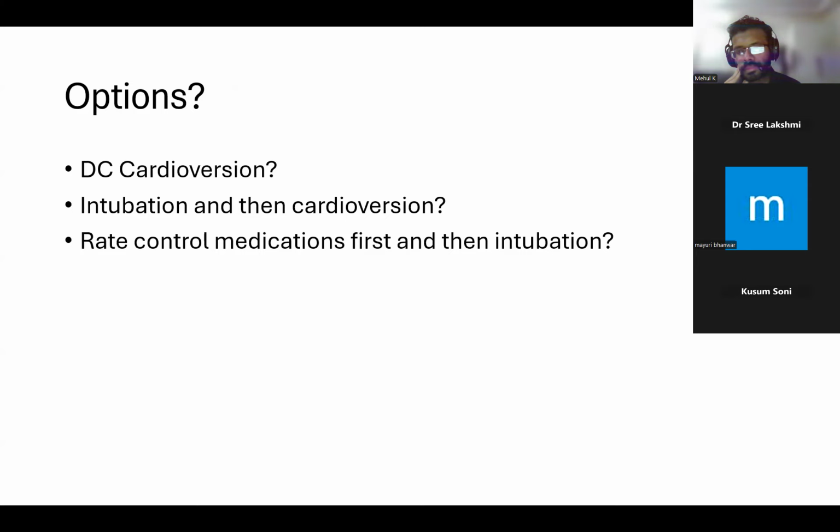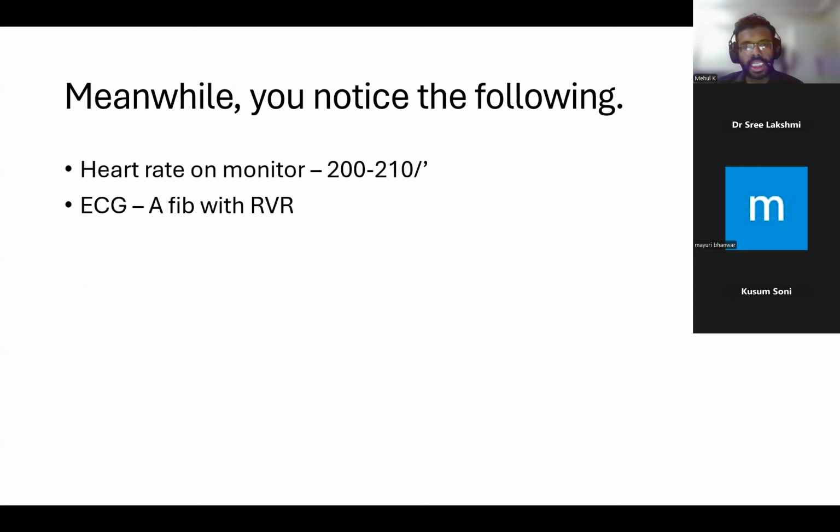Yes, sir. But BP is 70/30. So again, in this particular case, even though the patient has gone into AF with FER, the periphery was still warm, and the patient was still conscious. The scenario hadn't changed that much from how it was initially.